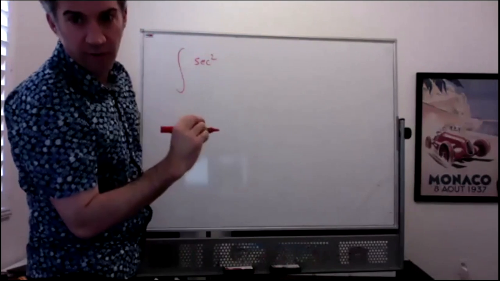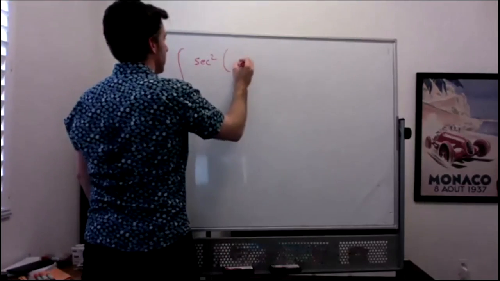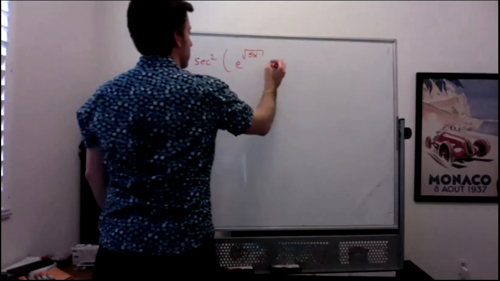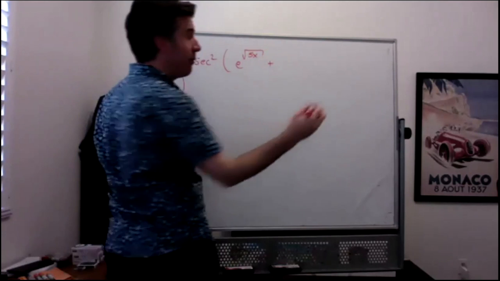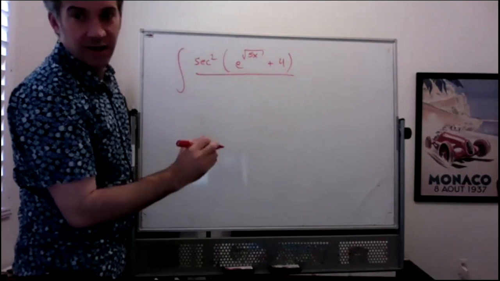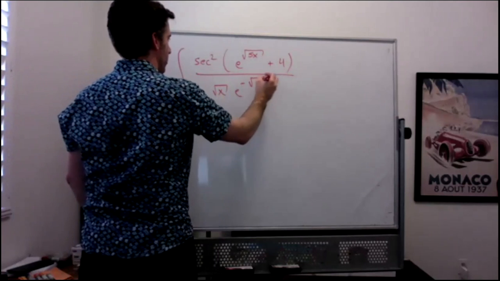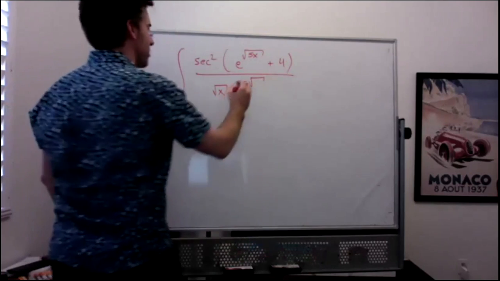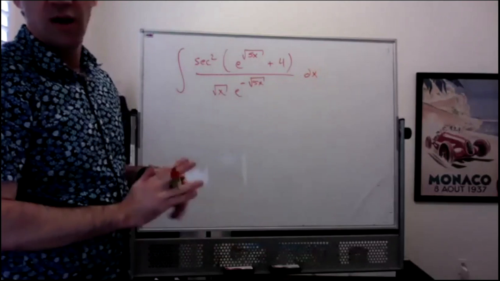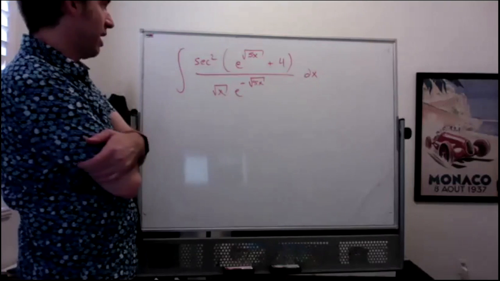Secant squared of e to the square root of 5x plus 3. I'm going to change that 3 to a 4, make it feel like I'm doing a different problem. That's a lie I'm telling myself. Over the square root of x e to the negative square root of 5x. This is problem 41, or similar to problem 41 on the web work. And that looks pretty heinous.